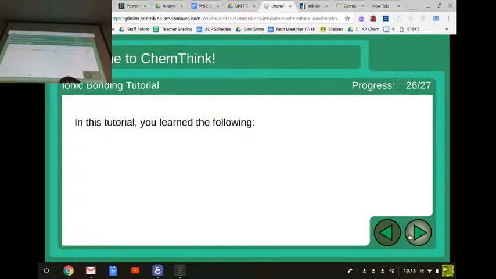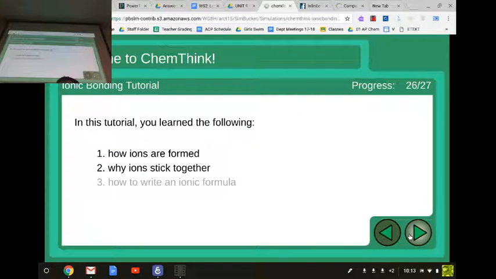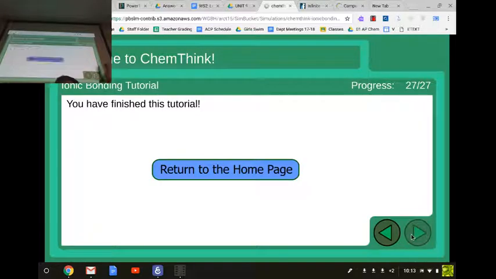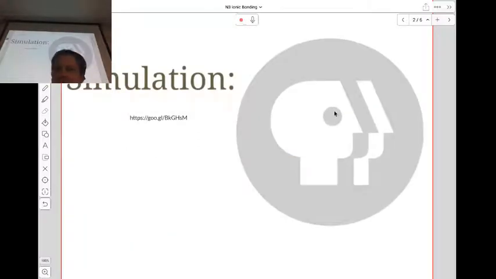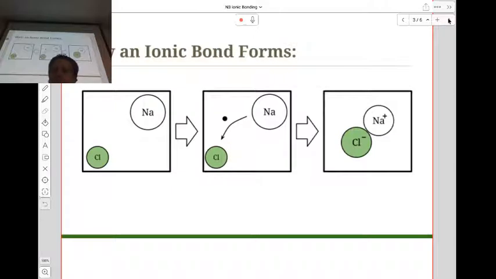Now, one of the things we saw is how ions form, why they stick together, and how to write an ionic formula. That was the simulation. Now we need to jump back into the notes and have a brief conversation about the rest of them. There's not many, so just bear with me. So here is how an ionic bond forms. We're back to the notes. You might want to draw this because this is definitely something that you're going to want to hang on to.